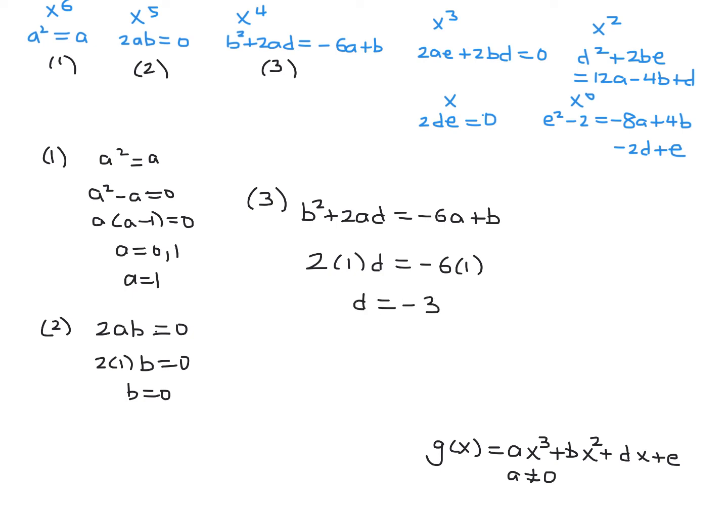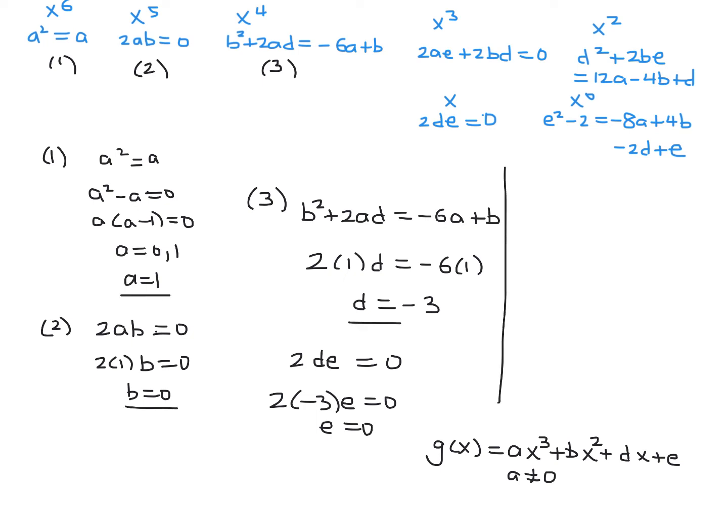And then I think the only other coefficient I need is e, and I can use, let's see here, which one should I use? I can use this equation here. That one tells me that 2 times de is 0. 2 times negative 3 times e is 0. Well, e is just 0 then. Okay, great. So a is 1, b is 0, d is negative 3, e is 0.